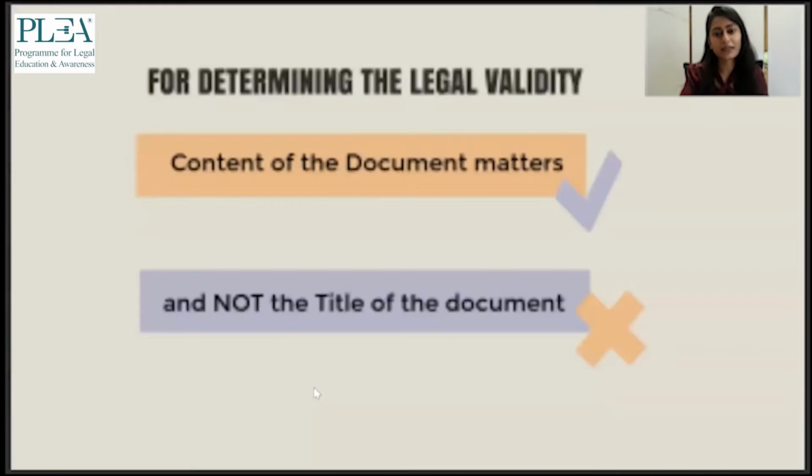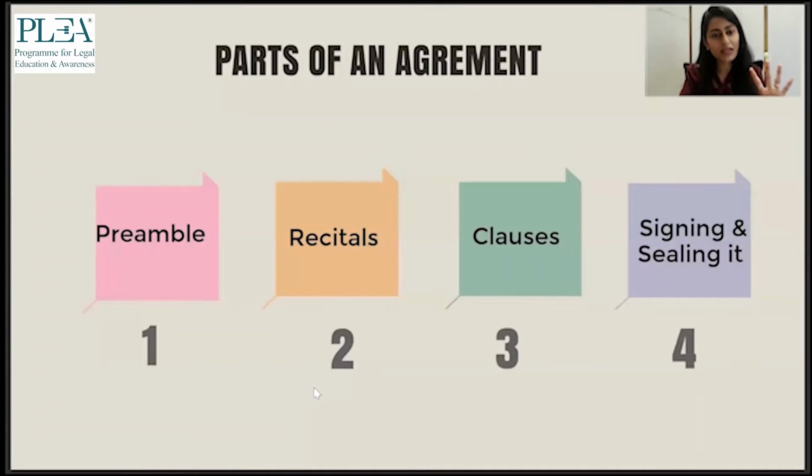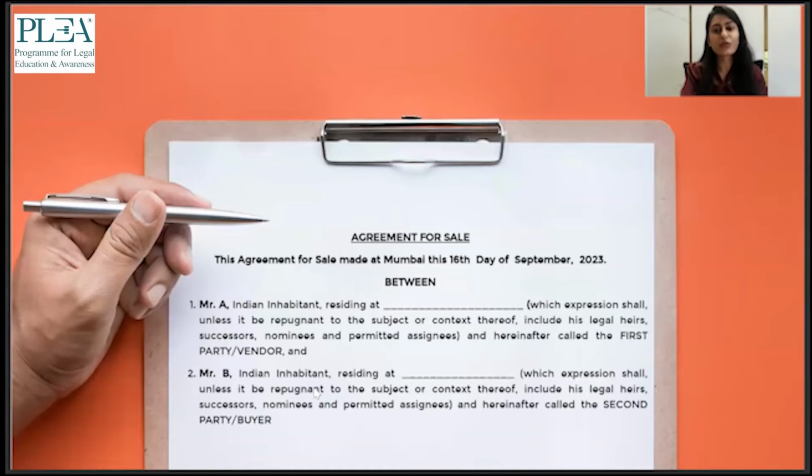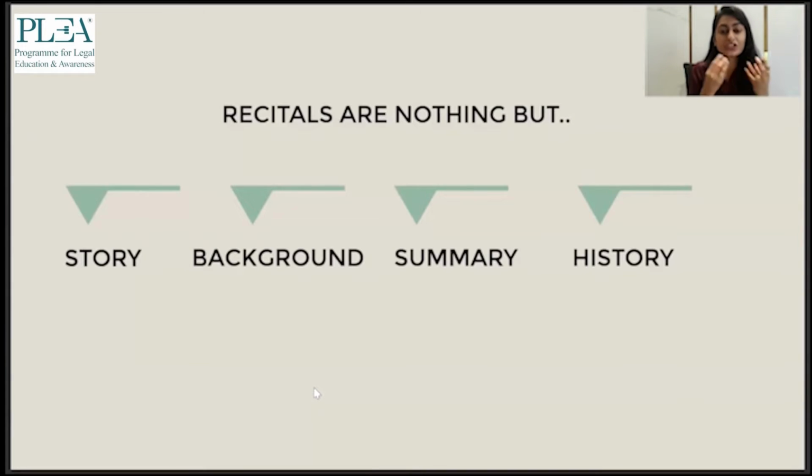Then comes the recital part. As I said, there are 4 parts. One is the preamble, which we have already finished. We come to the recital part, which is the most important part, because this is going to prove the ownership of the seller and the genuineness of the seller. Whether the seller is correct or not, whether he is genuine or not, it is just going to be based on the recitals part.